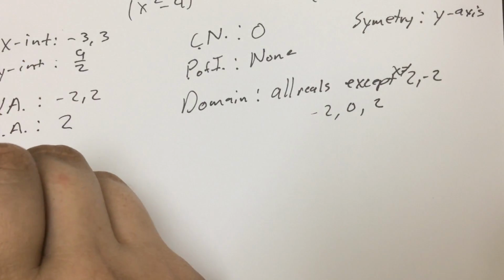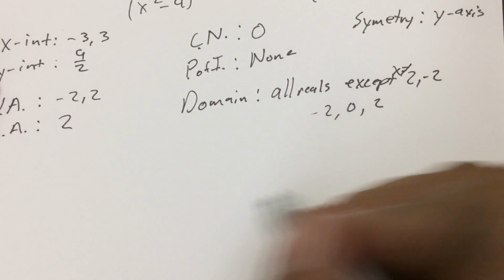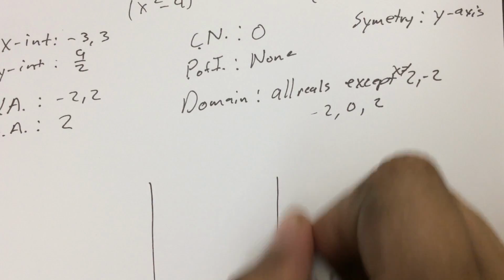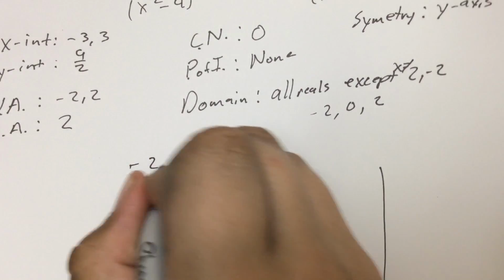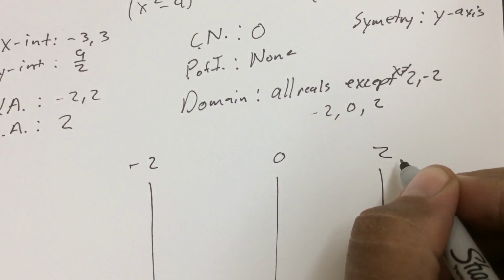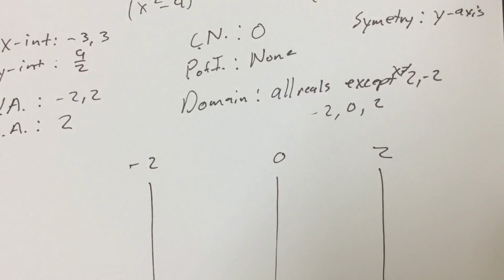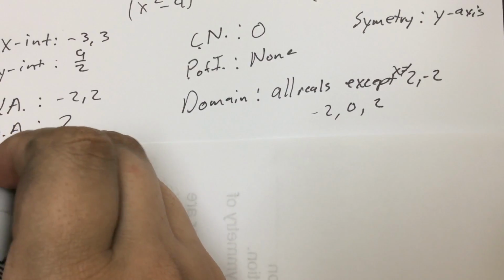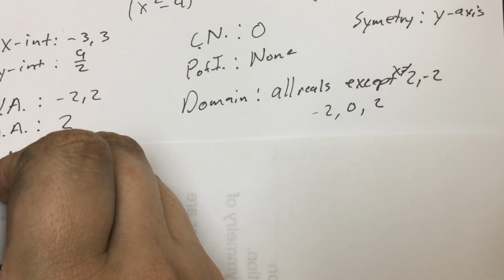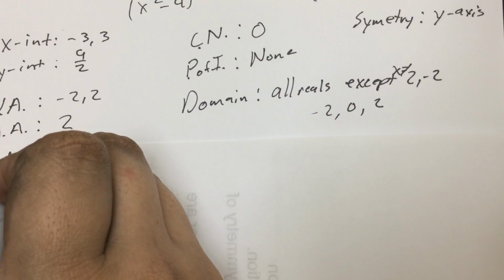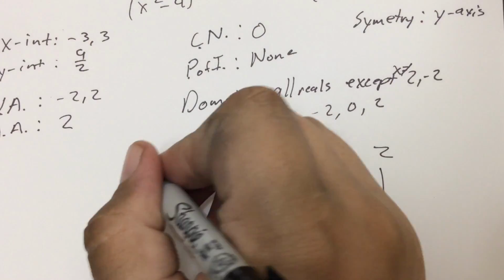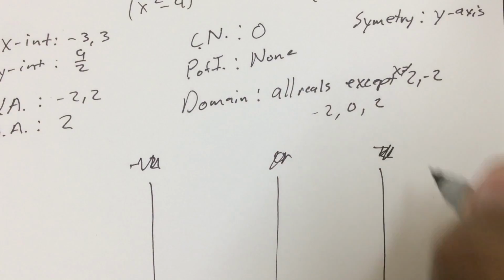Let me do it this way. So -2, 0, and 2. Actually, I don't want to do it that way, now that I think about it. Sorry about that. Here's how we're going to do this. We're going to set it up going sideways here. Actually, I take that back. We're going to use these.